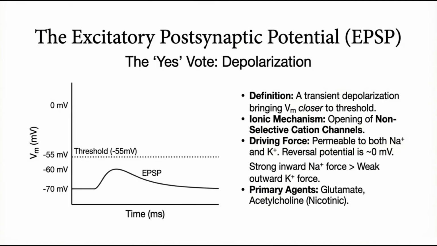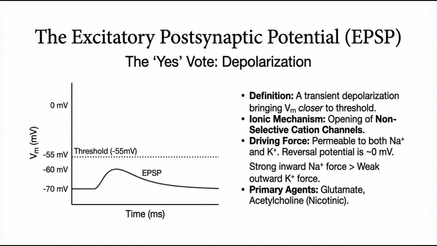Okay, so if both are moving, why does the cell depolarize? Sodium is positive and wants to come in. Potassium is positive and wants to go out. Don't they just cancel each other out? That's the tug of war that's mentioned on the slide. This is a brilliant question, and the answer comes down to driving force. At the resting potential of negative 70 millivolts, sodium is very, very far from its equilibrium potential, which is around plus 60 millivolts. It has a huge desire to get into the cell.